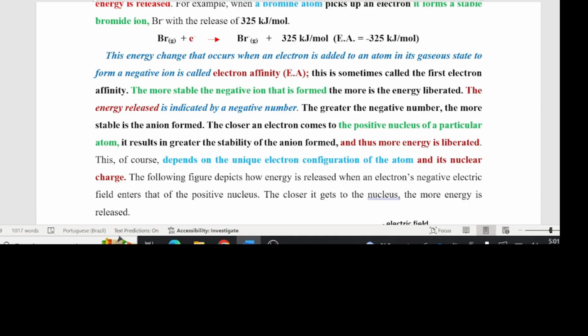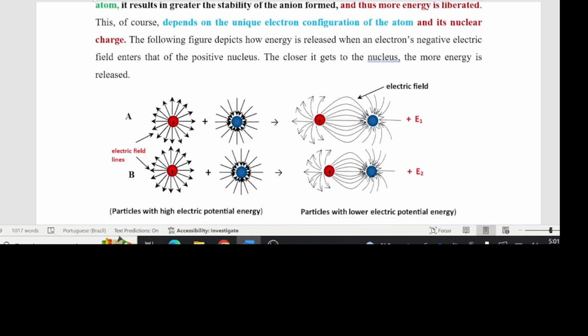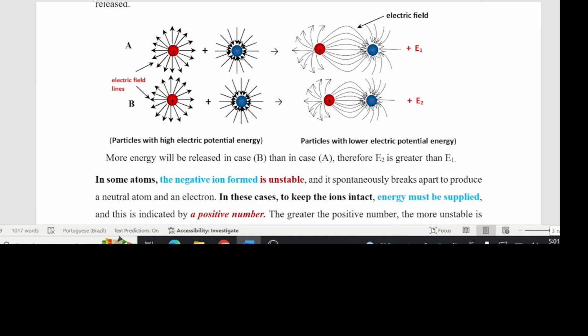The closer an electron comes to the positive nucleus of a particular atom, the greater the stability of the anion form and the more energy is liberated. This, of course, depends on the unique electron configuration of the atom and its nuclear charge. So let us use this to depict how energy is released. Here we are having 2 charges. This is a positive charge and this is a negative charge. Emanating from these charges are what are called electric field lines.